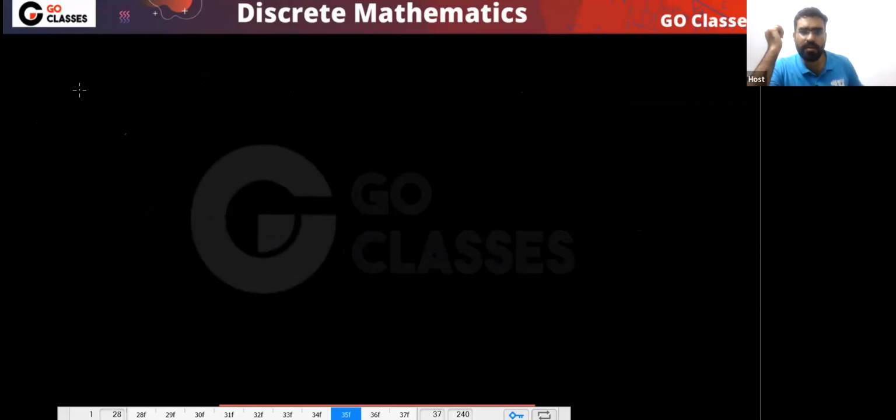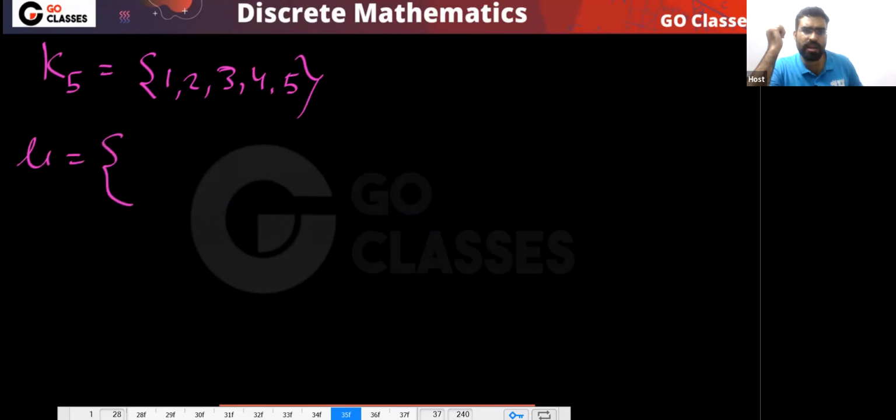Okay, so quite simple. For example, if you have K5, in your K5 you have these vertices 1, 2, 3, 4, 5. So what will be the largest matching? The largest matching that you can create will be like this: 1, 2, 3, 4. Only this you can get.